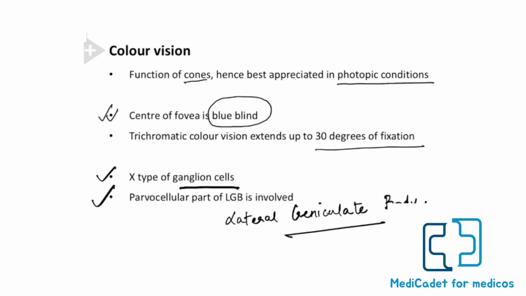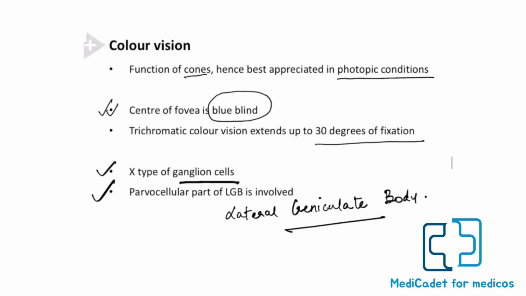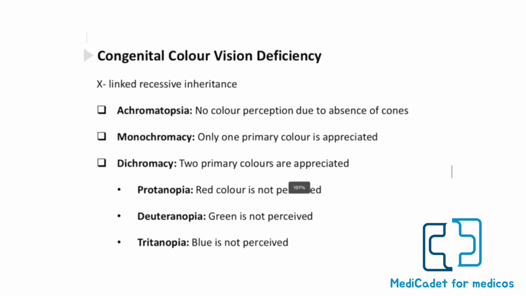All these are asked as one-liners. So please memorize that it's a function of the cones. The X type of ganglion cells and the parvocellular part of the LGB are involved in this. Trichromatic color vision extends up to around 30 degrees of fixation, and the center of the fovea is blue blind. Okay, now when we talk about color vision deficiencies, we can have congenital color vision deficiency, and we can also have acquired color vision defects. Congenital color vision deficiency has an X-linked recessive inheritance pattern, and therefore it is seen in males.